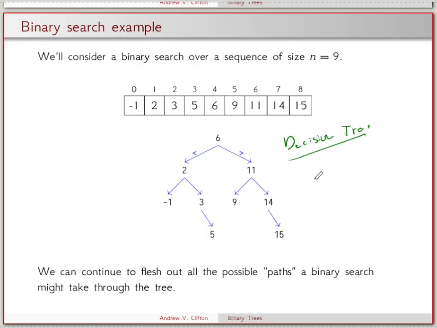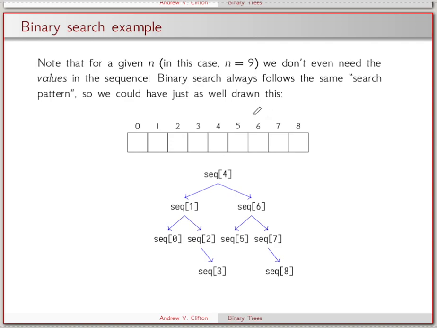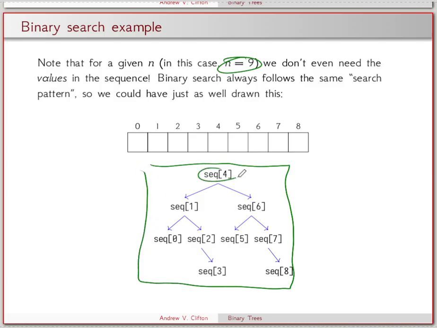Now, one thing to notice about this is that the values in the sequence actually don't matter. As long as I know the size of the sequence, I can draw out the decision tree that tells me where to look. It says first we look at the midpoint, which is at index 4. Whatever value is in there is going to tell me which way to go. If it's less than, then I'm going to go to index 1, and check the value over here. So I don't actually need to know the values to draw the decision tree. Just the number of elements determines the structure of the decision tree.